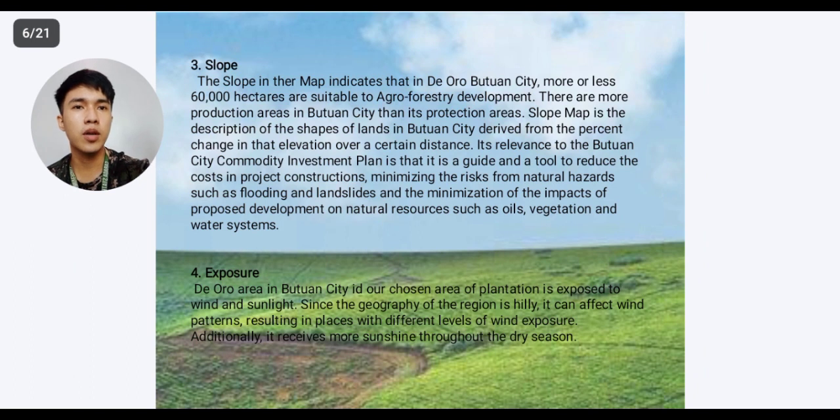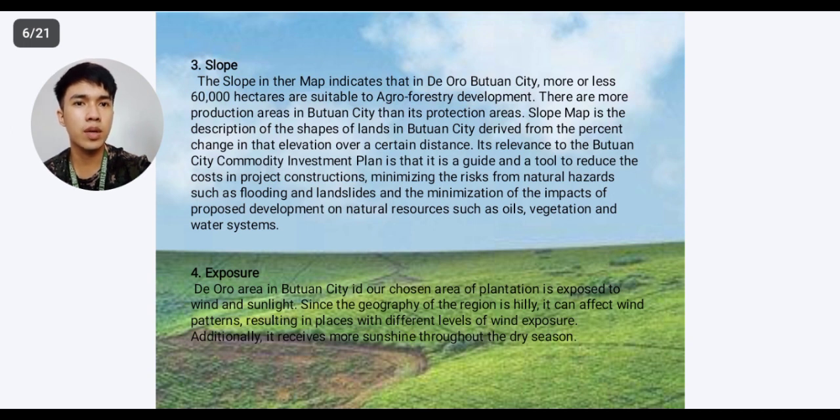Next is slope. The slope map indicates that in Butuan City, more or less 60% of hectares are suitable to agroforestry development. There are more production areas in Butuan City than its protection areas. Slope map is the description of the shapes of lands in Butuan City derived from the percent change in elevation over a certain distance.